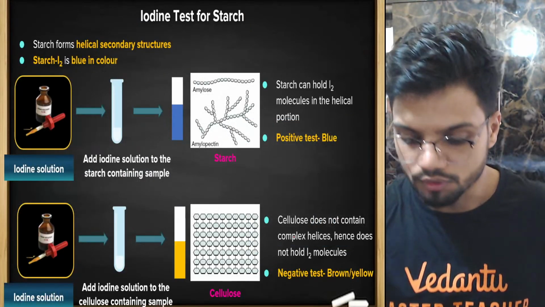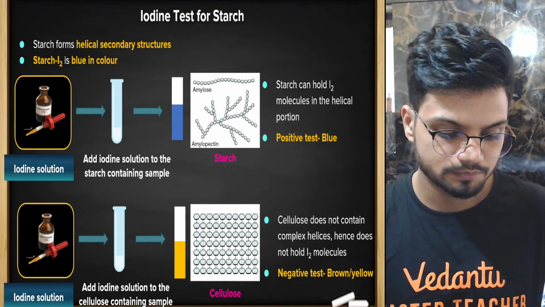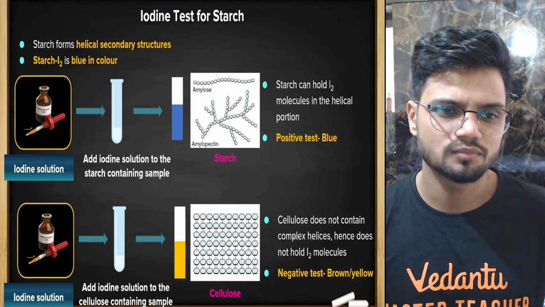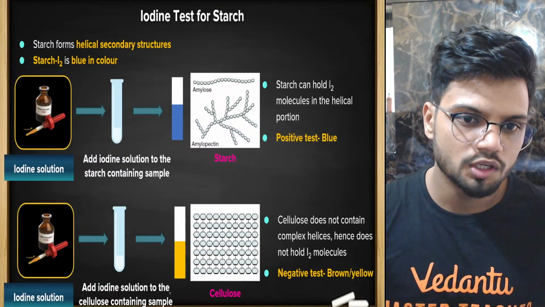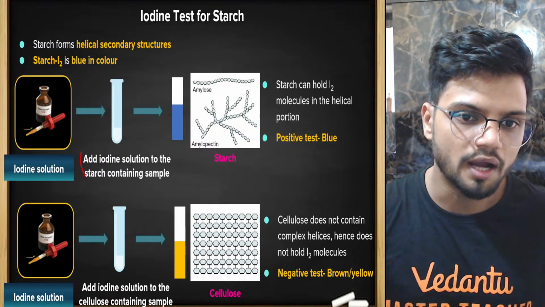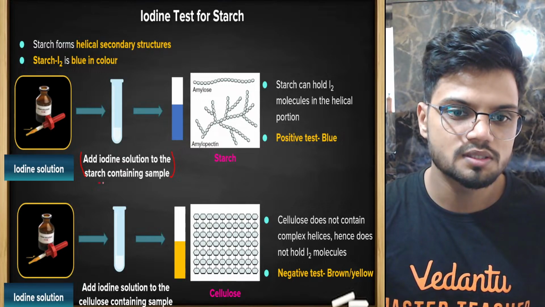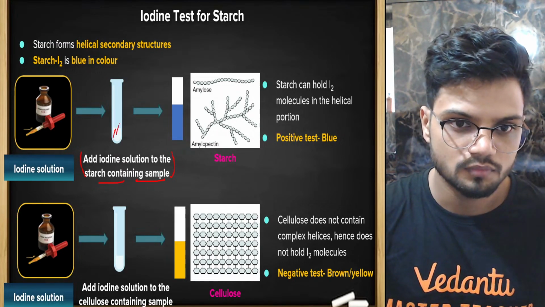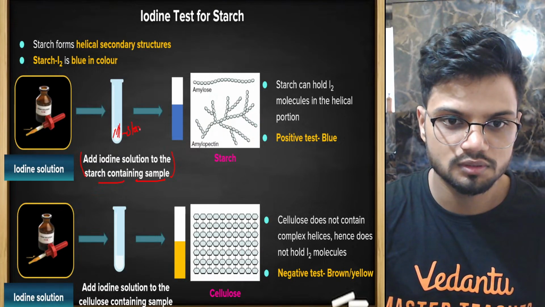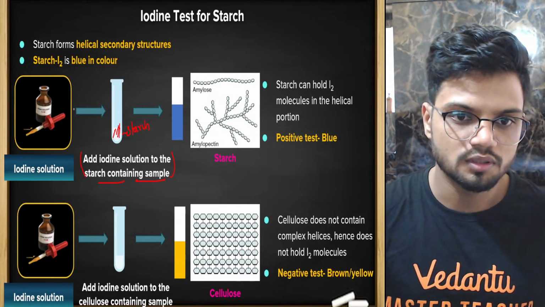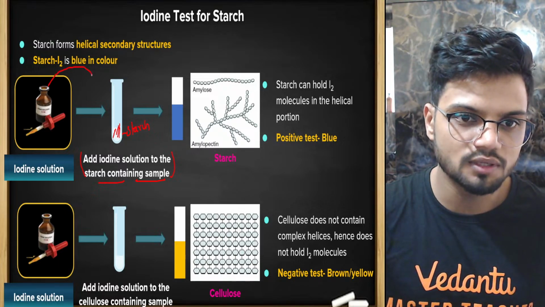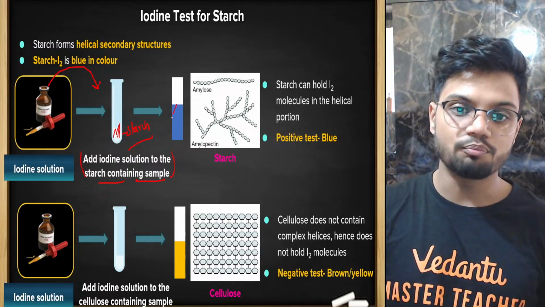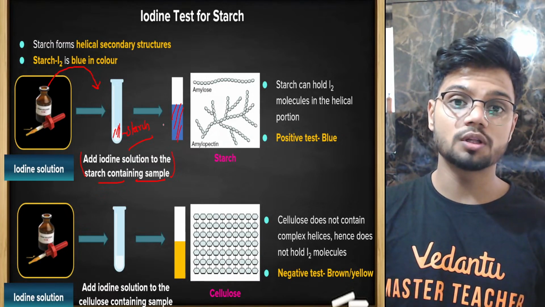Now, I'll give one more test, students. Ready for one more test? The one more test is also very simple. It's called the iodine starch test. What you need to do is take iodine solution to a starch-containing sample. This is the starch. So this iodine is added to the starch here. It becomes blue color.